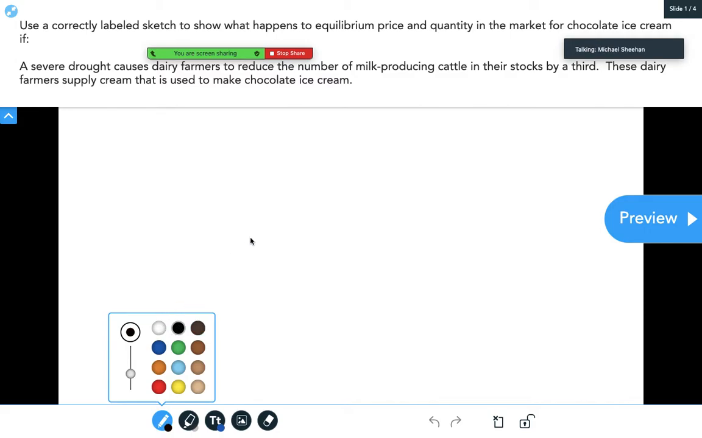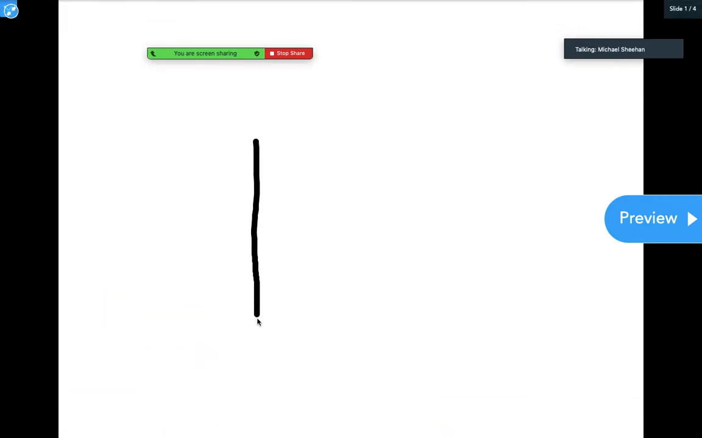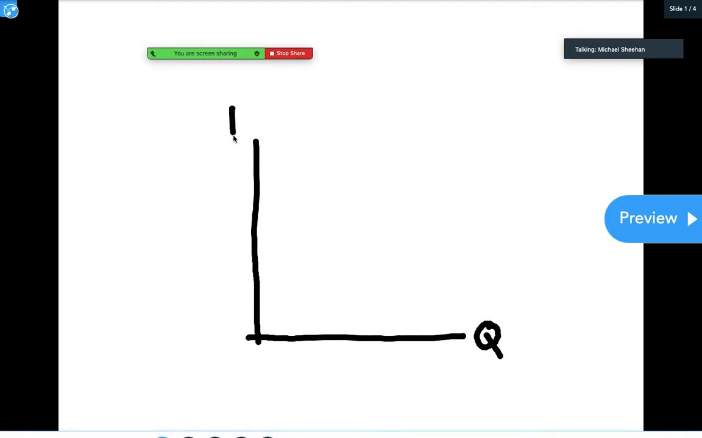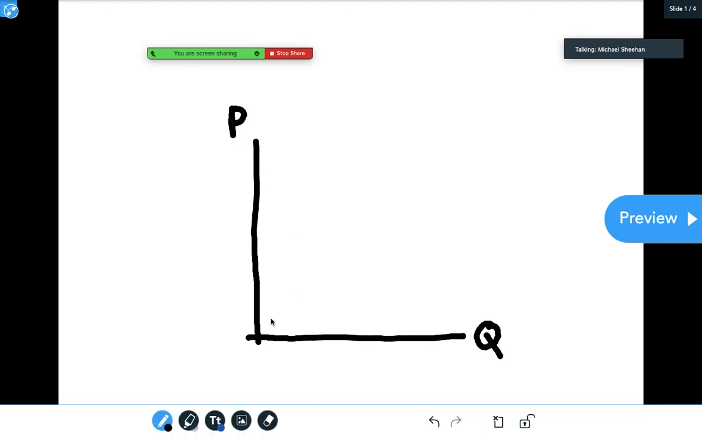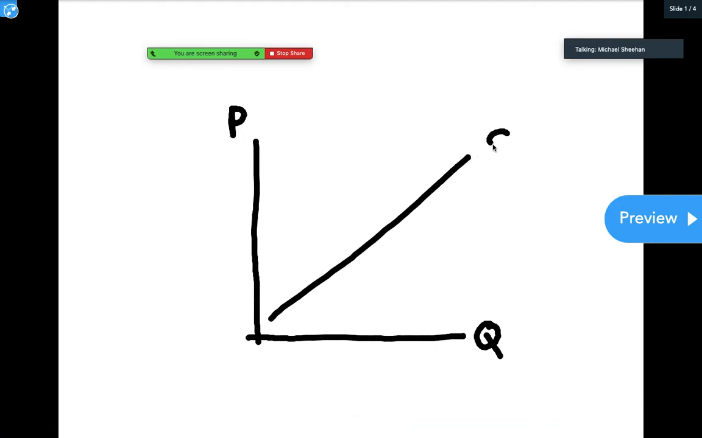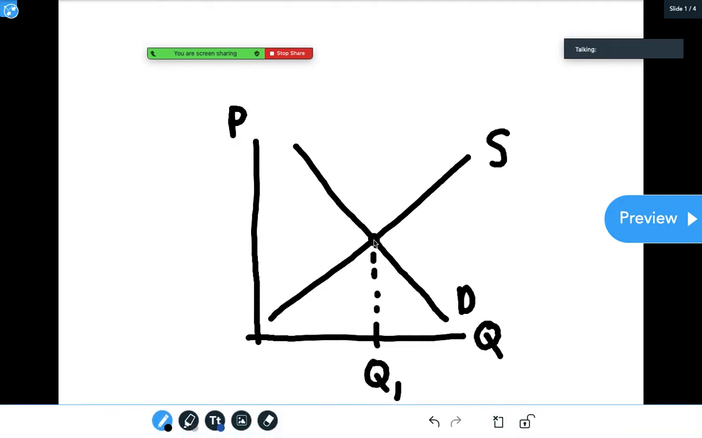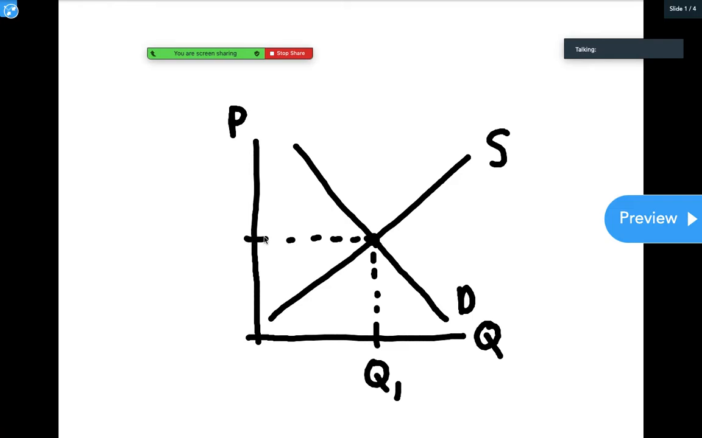For every single one of these slides, the very first thing you're going to do is pick up your pen and draw two axes. You're going to label this Q for quantity, P for price. You're going to make an X: supply, demand, and you're going to find the intersection. You're going to come down here and write Q1. You're going to come over here and write P1.